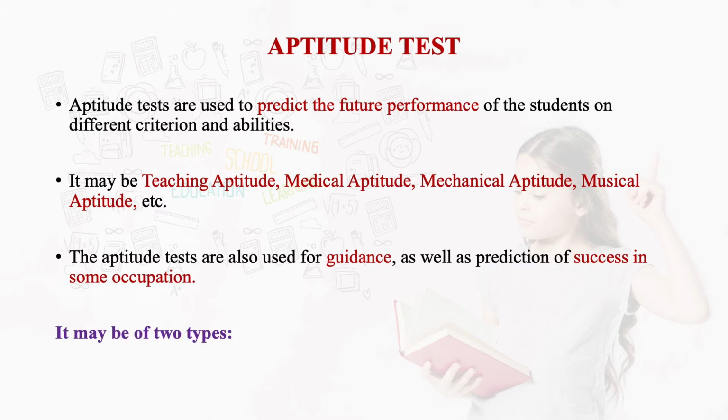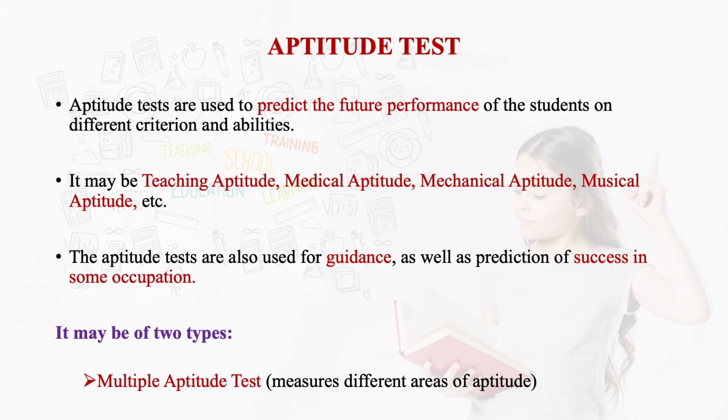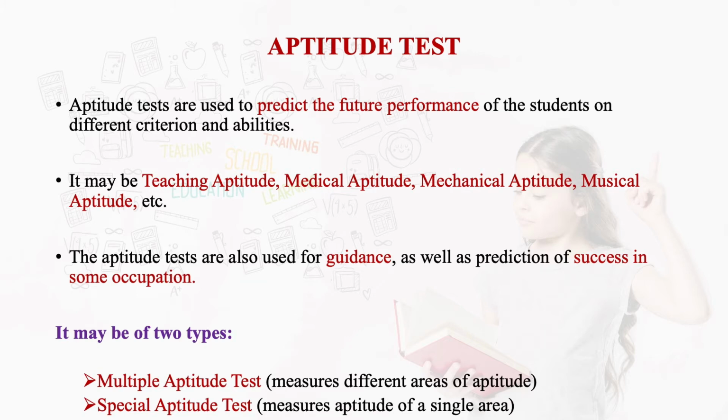Then further, there may be two types of aptitude test. One is called the multiple aptitude test and the other is called the special aptitude test. So friends, a multiple aptitude test measures different areas of aptitude. In a multiple aptitude test, you have to measure different aspects of aptitude. It may be in teaching, it may be in mechanical, it may be in creativity. So different questions from different aptitude aspects will be included in a test. That's called a multiple aptitude test.